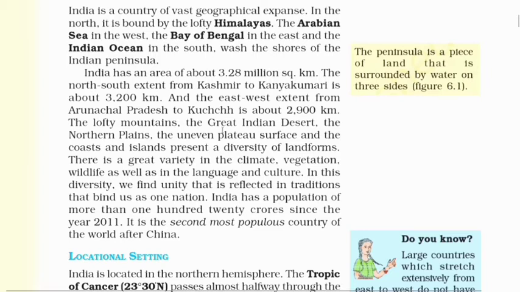The lofty mountains, the Great Indian Desert, the northern plains, the uneven plateau surface, and the coasts and islands present a diversity of landforms. There is a great variety in the climate, vegetation, wildlife, as well as in the language and culture. In this diversity, we find unity that is reflected in traditions that bind us as one nation. India has a population of more than 120 crores since the year 2011. It is the second most populous country of the world after China.